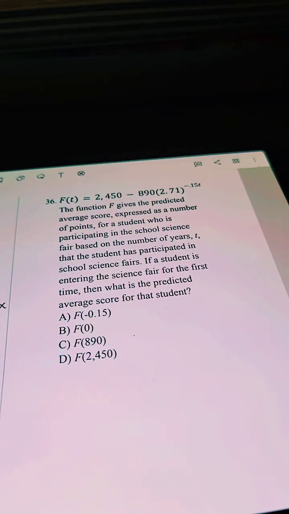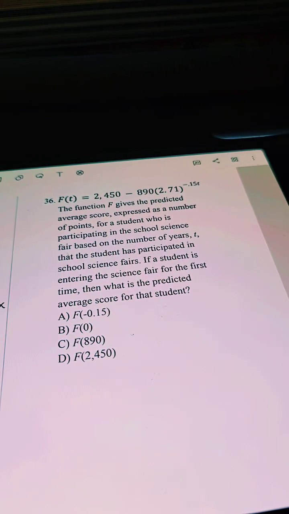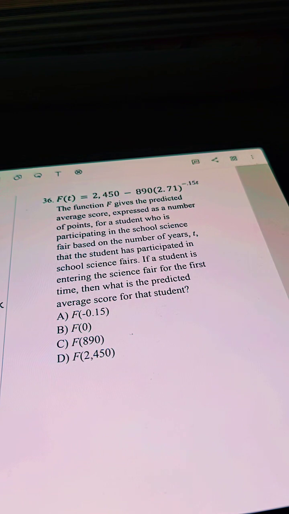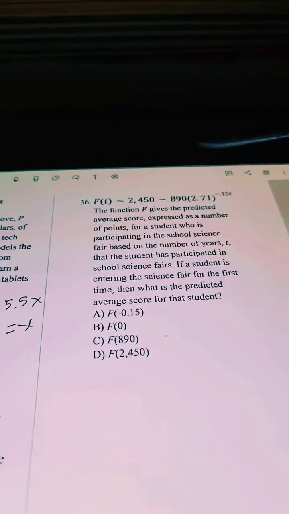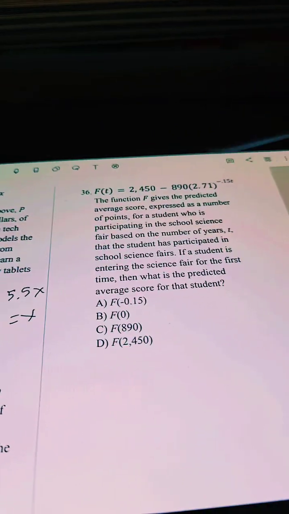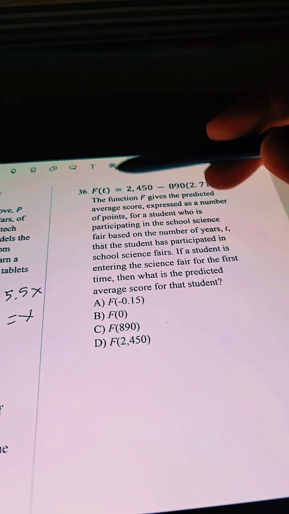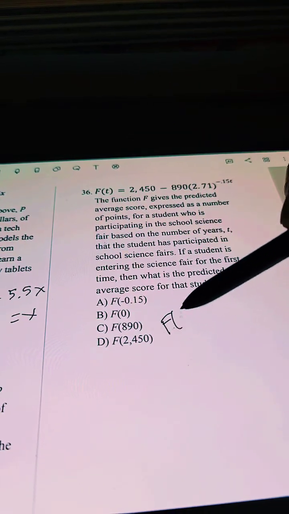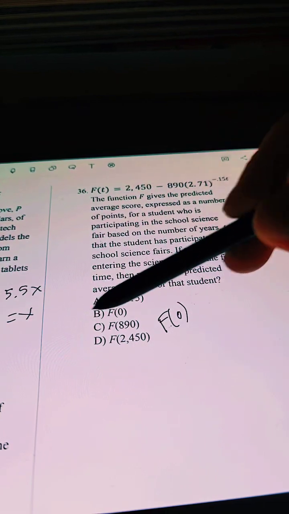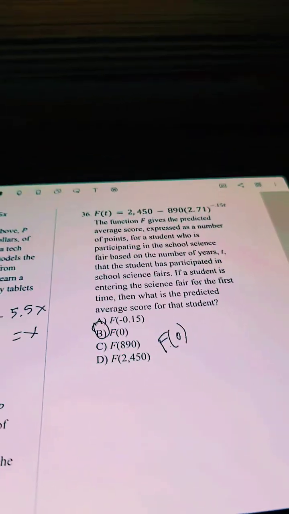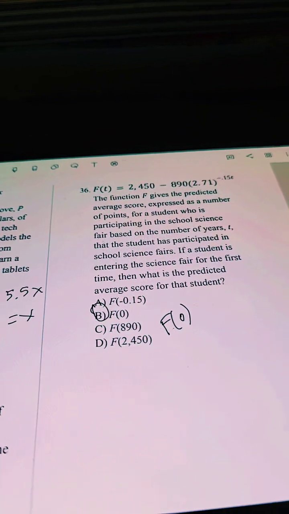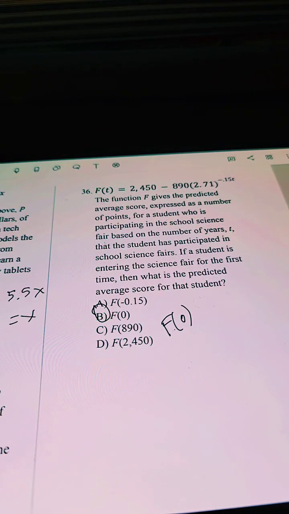If it's the first time, they've never participated in the science fair before. So that means that t has to equal 0 because it's their first time. They've never experienced it before. So t is 0, meaning everywhere there's a t, there has to be a 0 instead. So it would be f of 0, B. Let me just double check again. Yeah, B. Good.